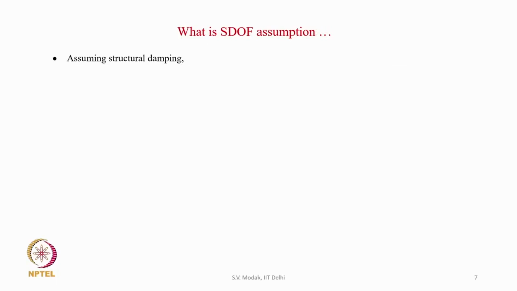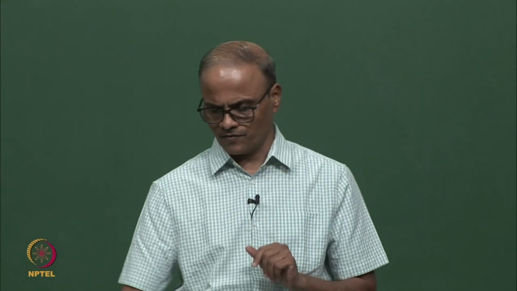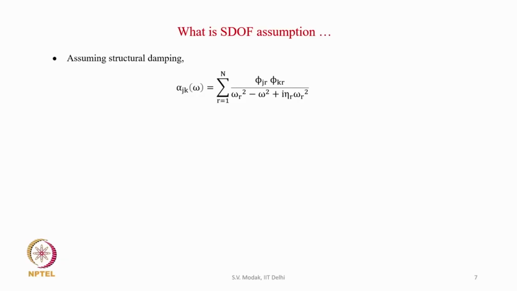So, let us see what the implication is on the FRF expression that we will have to fit when this assumption is made. Let us consider the case of structural damping. We are assuming that we are fitting a structural damping model to the measured FRFs. Earlier we derived this relationship: alpha jk of omega is equal to the summation from r equal to 1 to n of phi jr into phi kr, the product of the jth and kth elements of the rth mode, divided by omega r squared minus omega squared plus i eta r omega r squared.